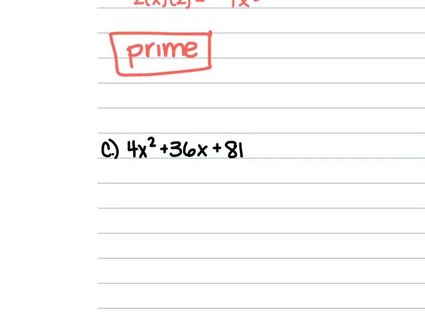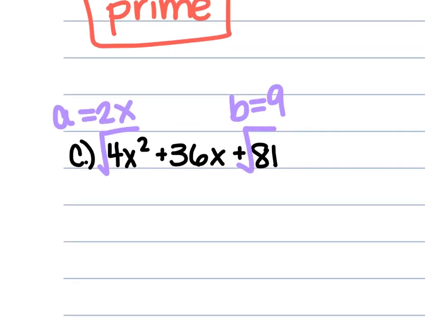If we look at c, we have 4x squared plus 36x plus 81. 4x squared is a perfect square. 81 is a perfect square. Take the square root of the 4x squared, we get 2x. So our a is 2x. Our b, that would be in our binomial squared, is going to be the square root of that 81, which is 9. So check. We have a positive in front of the 36x, so a positive 2ab should equal 36x.